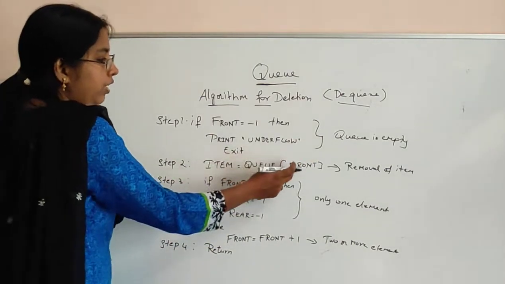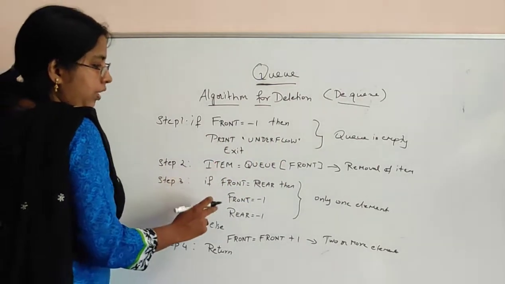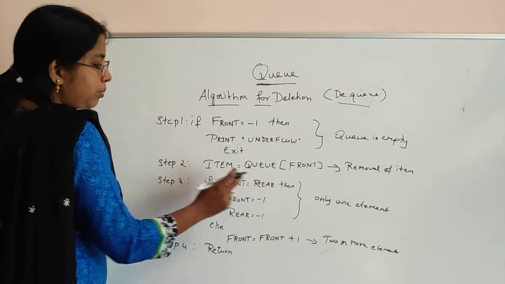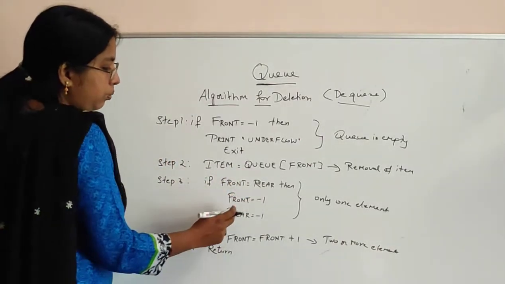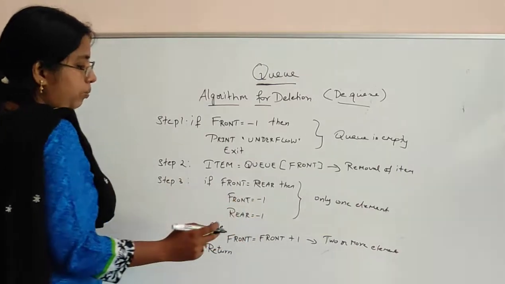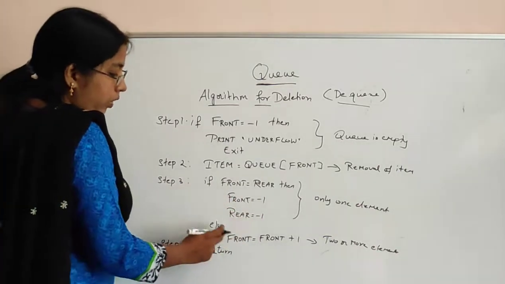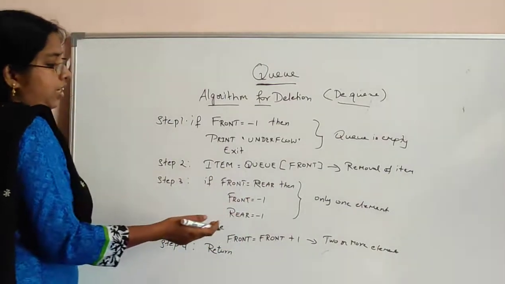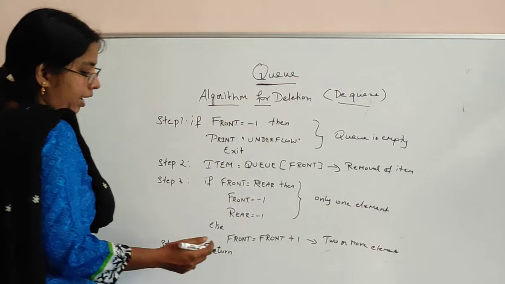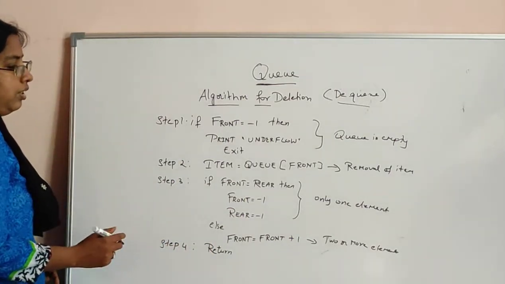From the queue, whatever item is at the front will be removed and assigned to item. If only one item is there in the queue, in that case you have to change front to -1 and rear to -1. If there are 2 or more elements in the queue, it goes to the else part and your front value has to be incremented, that is, we add +1. So this is how the algorithm works.